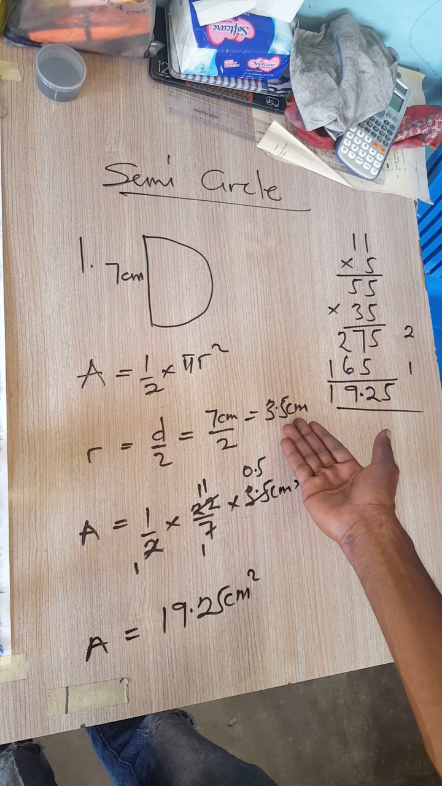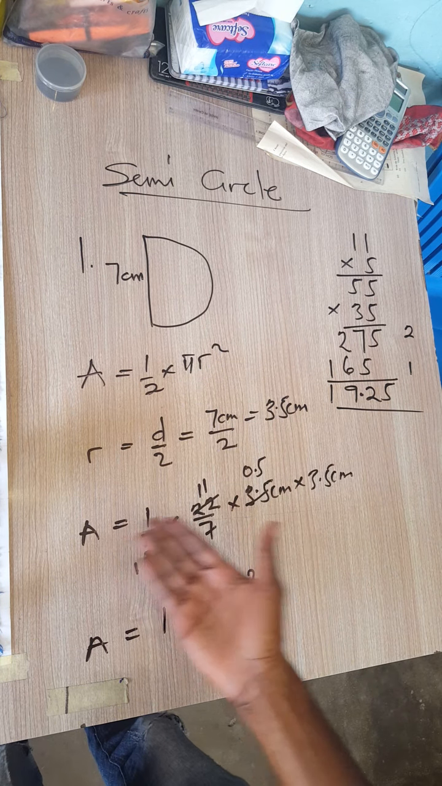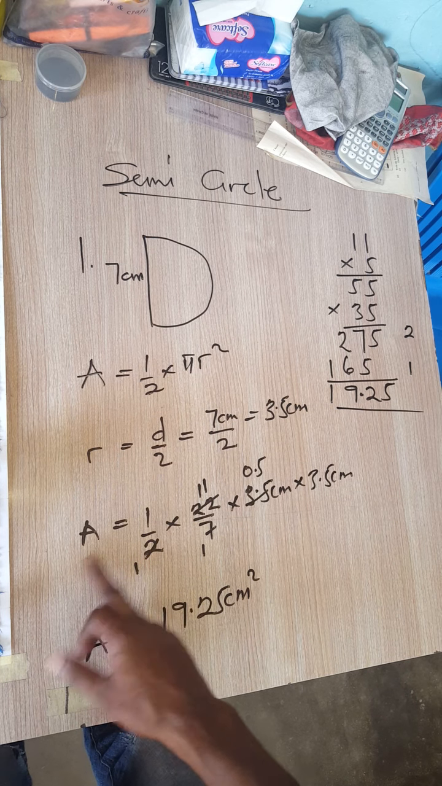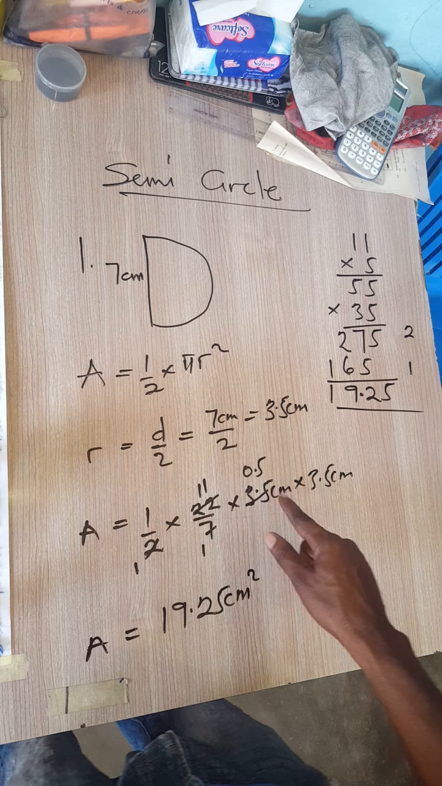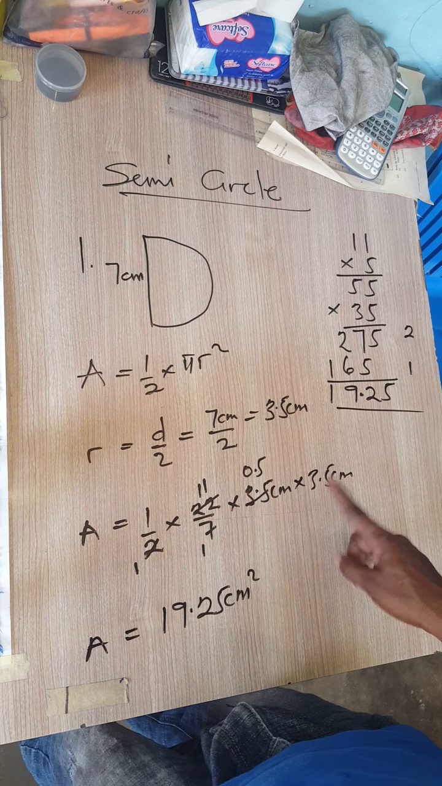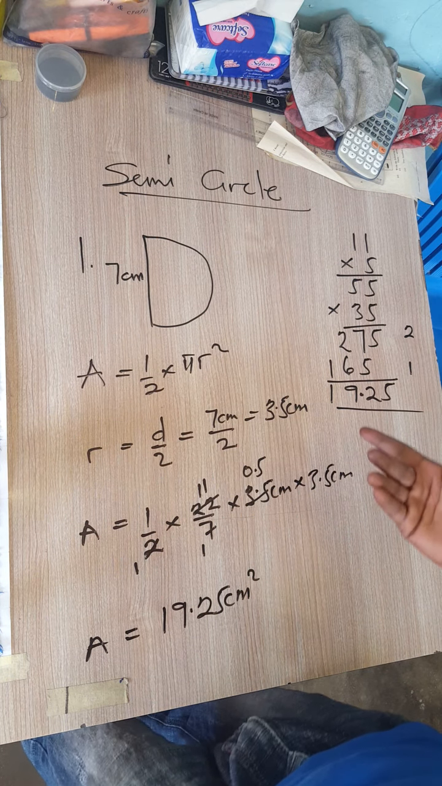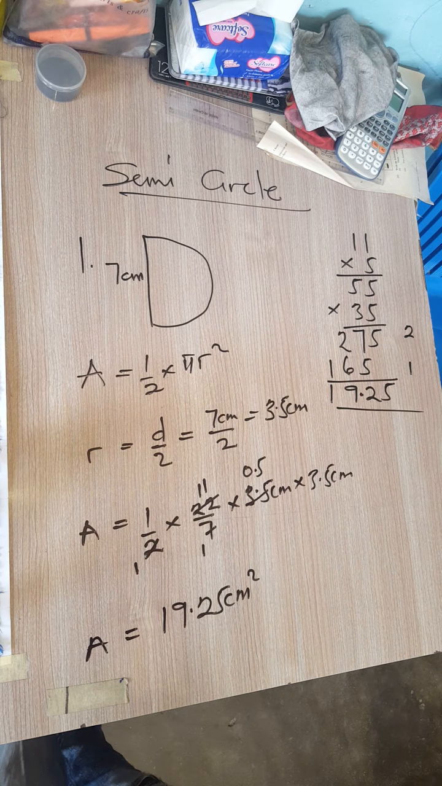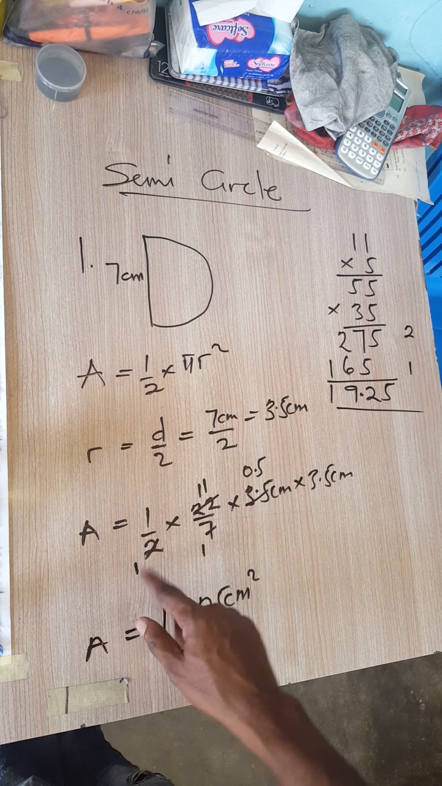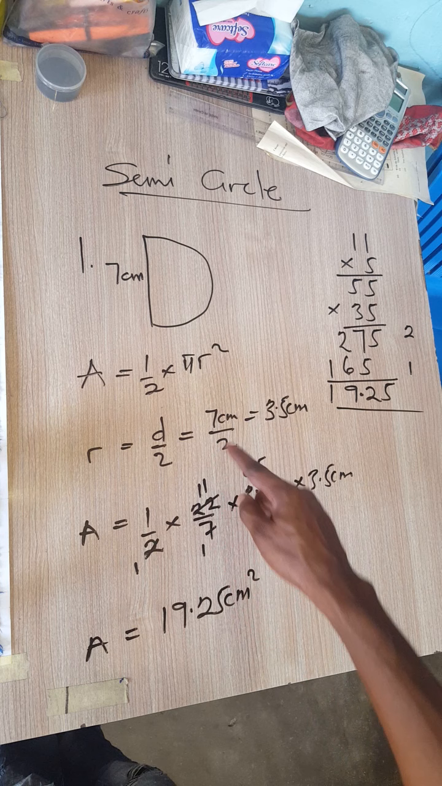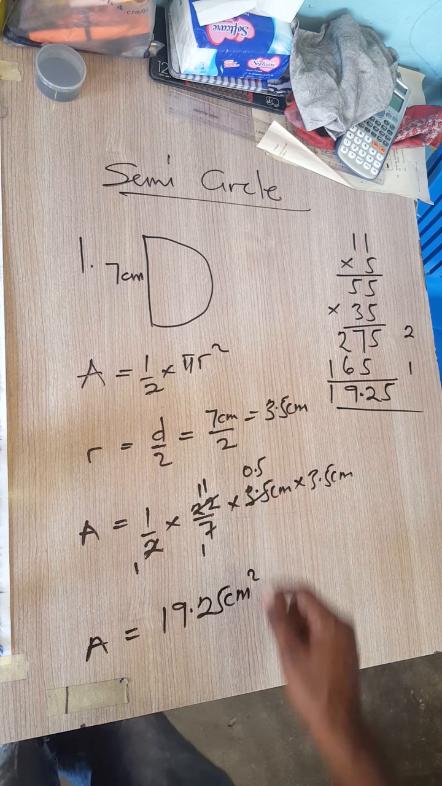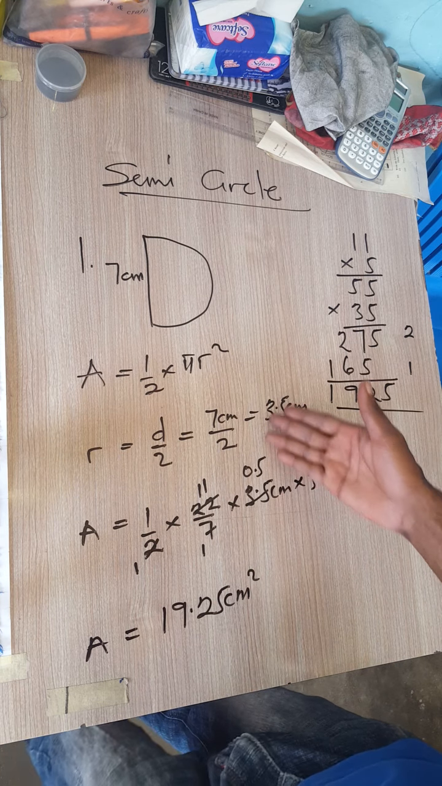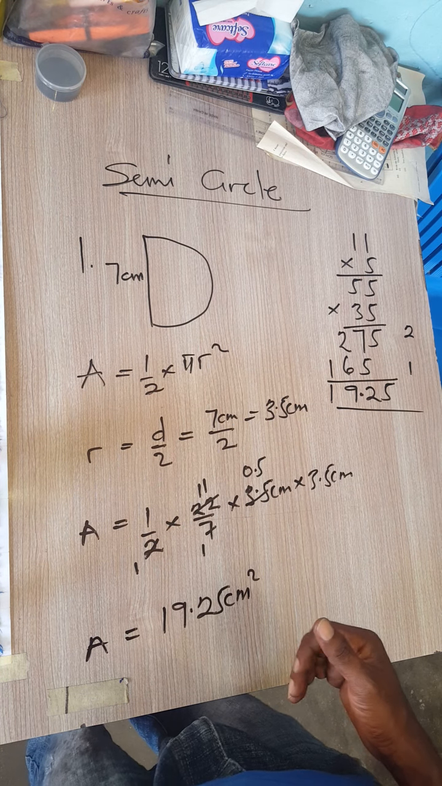Now you put the radius into the formula, and we have A equal 1/2 times 22/7 times 3.5 centimeters times another 3.5 centimeters. Remember that the radius is squared. Now the denominator 2 divides itself once and the 22 11 times. 7 divides itself once and divides the 3.5 0.5 times.